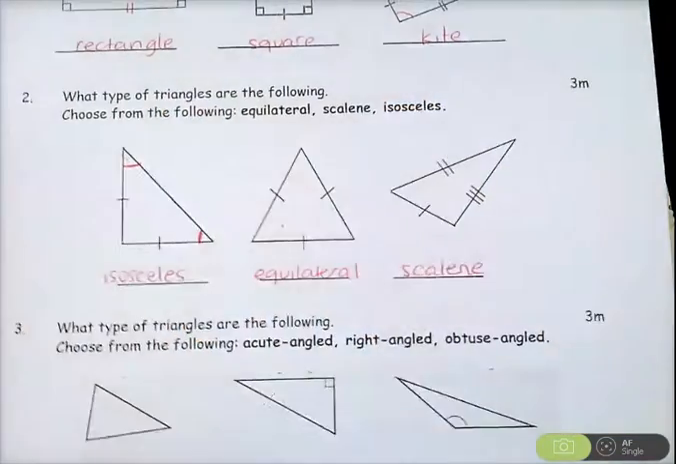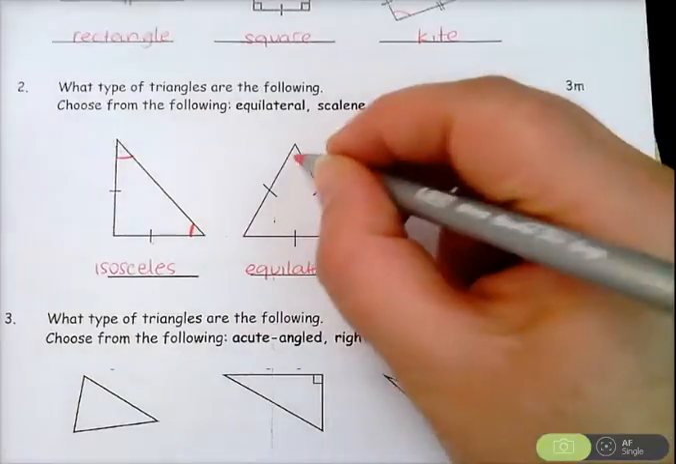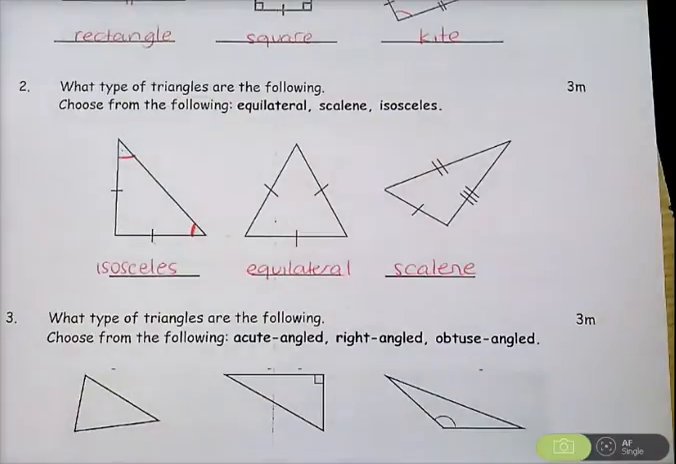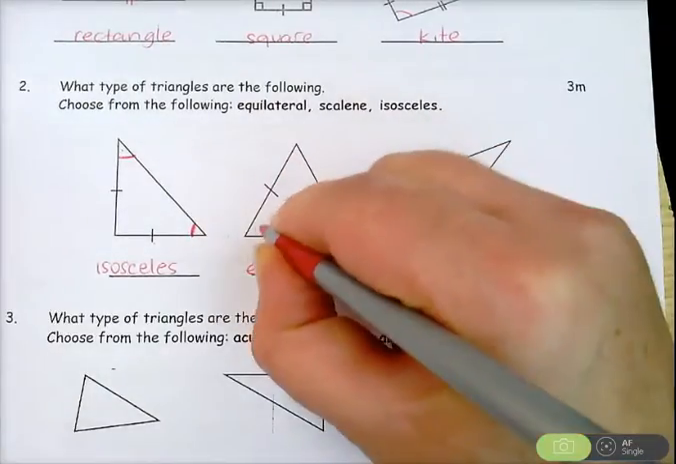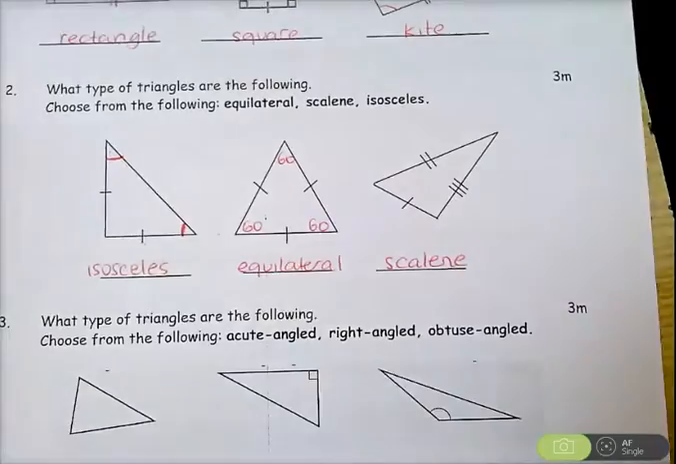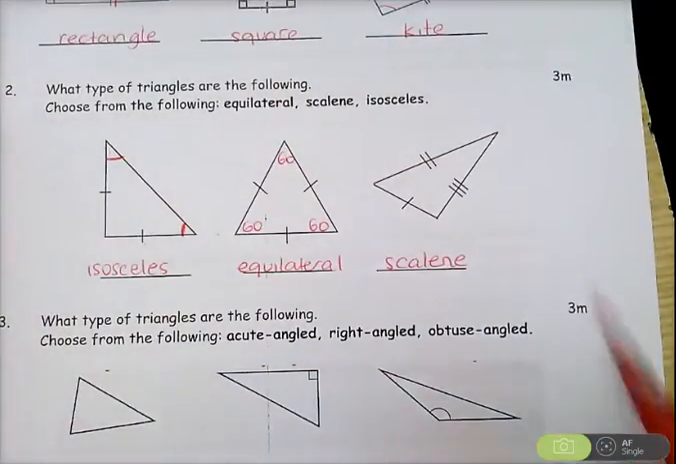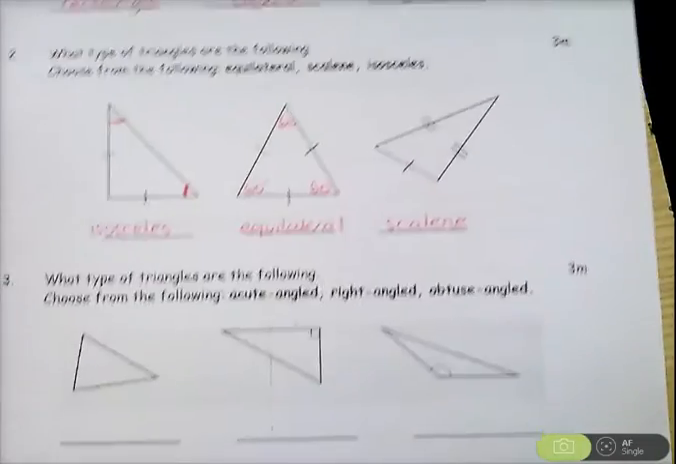Do you know the angle size in an equilateral triangle while we're here? Do you think all the angles are the same? Yeah. All right, do you know how big they are? All the angles are the same and they're all 60 because 60 plus 60 plus 60 is 180, because all the angles add up to 180. All right, we know that's scalene.